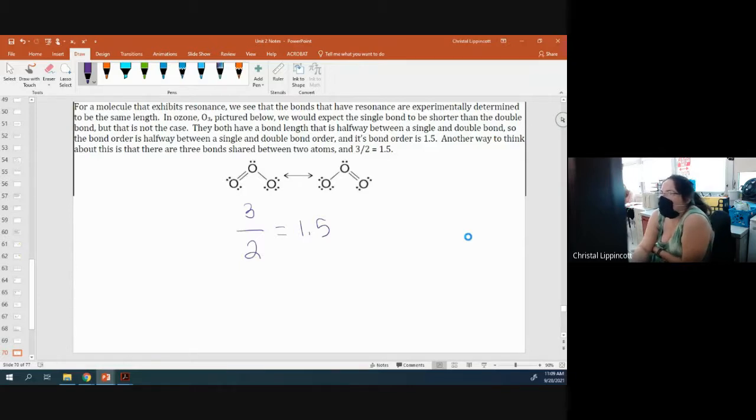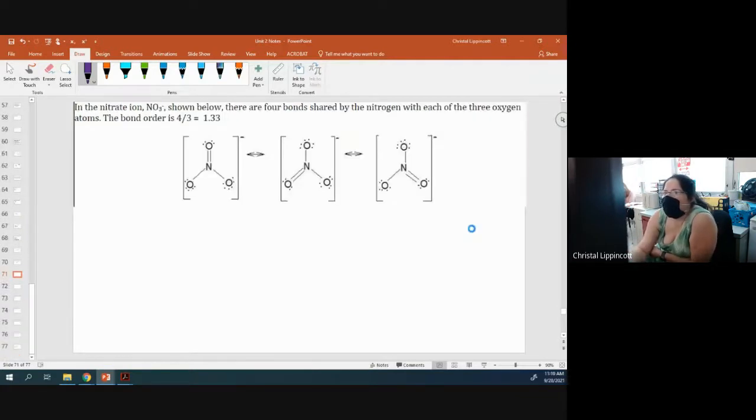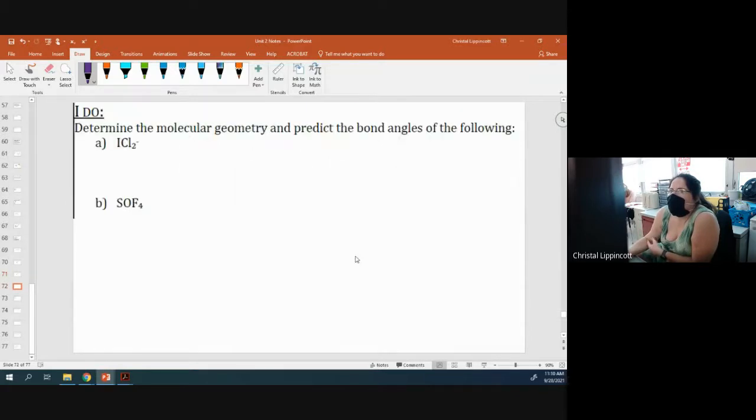Because reality is that it's kind of a mashup between these two. That electron's constantly kind of flipping back and forth between these, and it's kind of between that as far as the bond order is concerned. So here, if we're looking at nitrogen, we've got how many bonds here? 4 divided by 3 bond sites. That's your bond order. So here, do the molecular geometry, figure out the bond order, figure out the angles, figure out everything that I've taught you, because we're done with this chapter now pretty much.